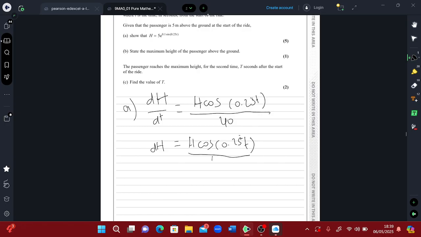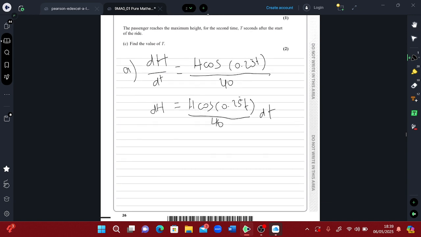0.25t over 40 dt. So that's all they do. That's the step you really want to do with these differential equations. Have a dh dt. You want the two different variables on either side. Okay, and then it follows from there. So now you want to put the same variables on the same side. So h. Okay, so you do want to divide through by h to put it on that side. So 1 over h dh, and actually we already have dt on this side.